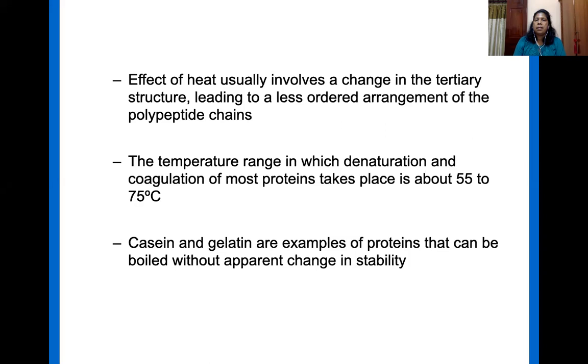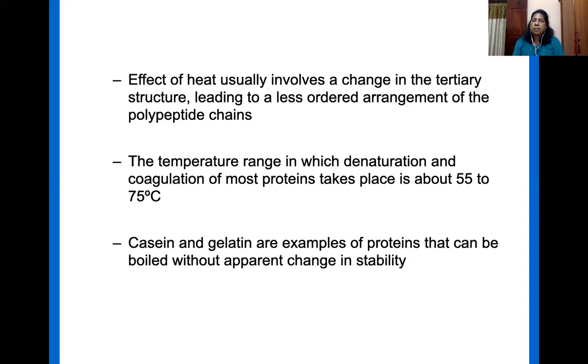The temperature range in which denaturation and coagulation of most proteins takes place is about 55 to 75. The other answers are examples for these points. The first two points are the enzymes leading to disordered arrangement of the polypeptide chain. Therefore, the action will be leucine. The final point: casein and gelatin are examples of proteins that can boil without apparent change in stability, because casein is stable at a very high temperature, right?